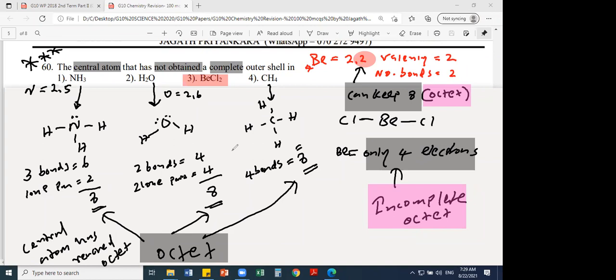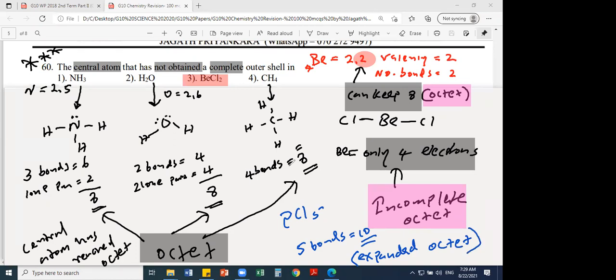Very rarely, they can have an expanded octet also. I'll give one example. If you take phosphorus pentachloride, PCl5, there are five bonds. 5 bonds means how many electrons? 10 electrons. If there are 10 electrons, we call it expanded octet. More than 8, expanded octet. Less than 8, incomplete octet. Exactly 8, octet.